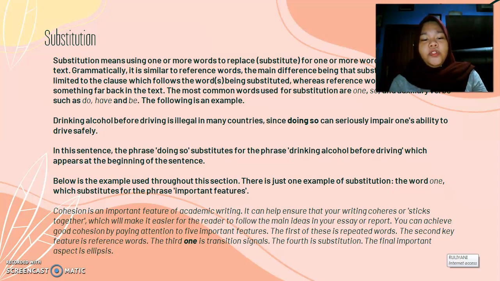Cohesion is an important feature of academic writing. It can help ensure that your writing coheres or sticks together, which will make it easier for the reader to follow the main idea in your essay or report. You can achieve good cohesion by paying attention to five important features. The first of these is repeat words. The second key feature is reference words. The third one is transition signals. The fourth is substitution. The final important aspect is ellipsis.